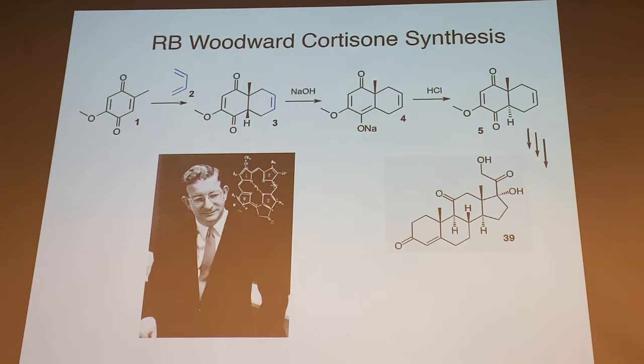The first examples, applications of the Diels-Alder reaction, done by R.B. Woodward in the 1950s. Remember, I told you the Diels-Alder was developed in the 1920s. It kind of languished in obscurity for a long time until Woodward showed you could use it to make these polycyclic systems. This actually becomes the D and the C ring of cortisone. And for the 1950s, that's a Herculean synthesis. It's about 20 more steps to go here.